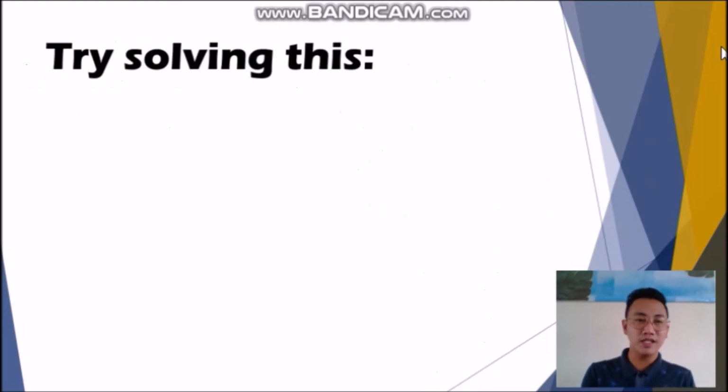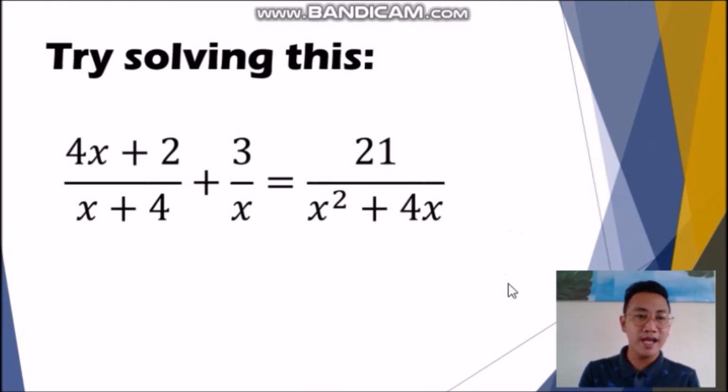Try solving this one before I end. 4x plus 12 over x plus 4 plus 3 over x is equal to 21 over x squared plus 4x. Try solving that and learn more about solving rational equations. I hope you learn, practice more, and goodbye.